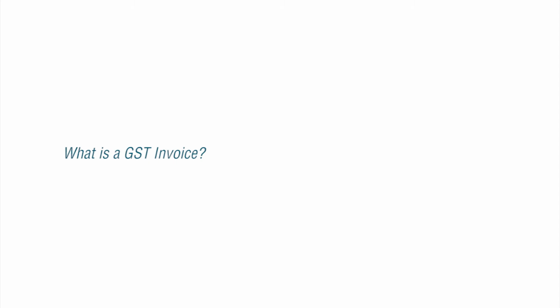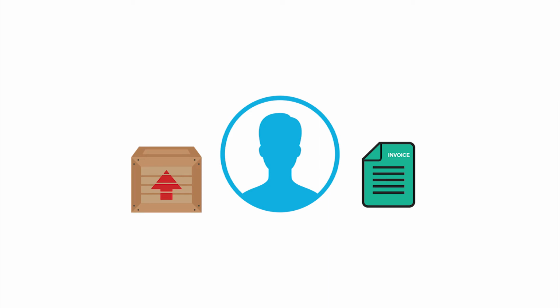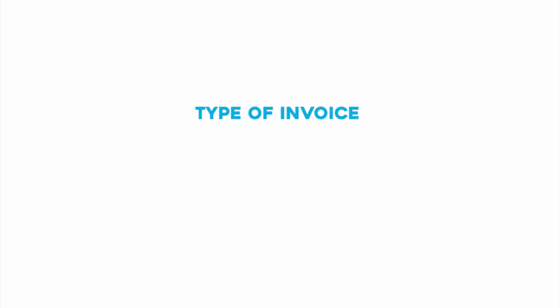What is a GST invoice? If you supply goods or services to another taxable person under GST, you are required to issue a GST invoice in the prescribed format. There are two types of invoice issued under GST. Taxable invoice, which is issued to pass GST credit. Bill of supply, which is issued when the supply is exempted or the supplier is under composite scheme. That is, no GST credit is passed on.